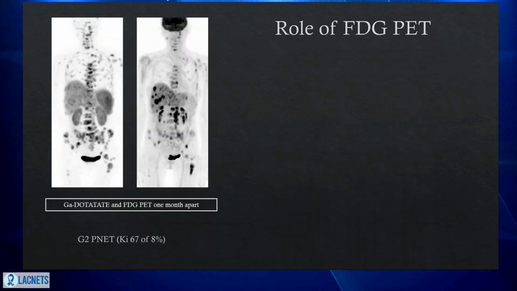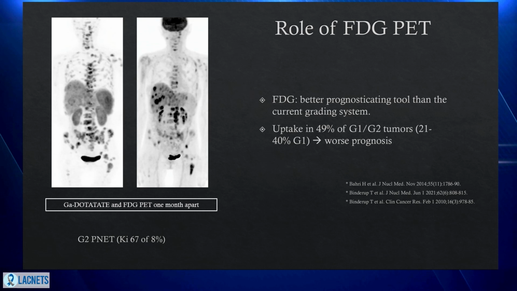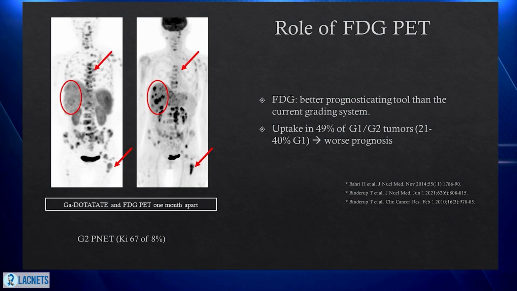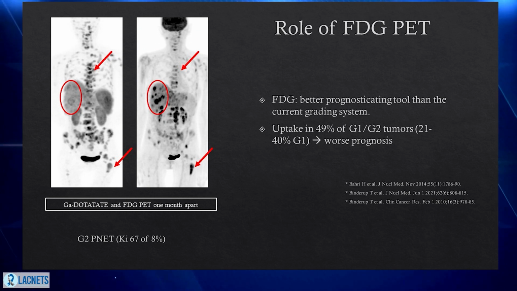Now, the role of FDG PET, this was discussed in detail in the prior talk, so I'm going to go over that quickly. Basically, when the tumor is dedifferentiated and more aggressive, it's going to show more FDG uptake. And so it is a sign of bad prognosis, even in tumors that are of lower grade. Here is an example of heterogeneous disease where we have more aggressive lesions in the liver and in the bones, with some lesions showing more dotatate uptake, while others show more FDG uptake.